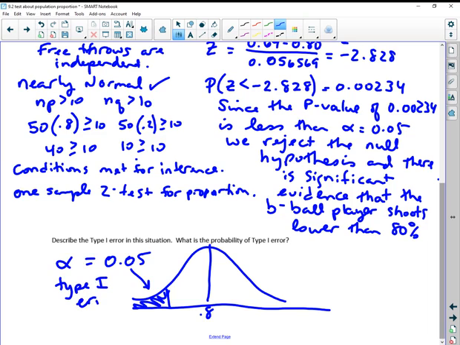Because he's really on that curve, and I just think that he's lying to me because he's having a really, really bad day. So, basically what's the context of this situation? If I really did commit type 1 error, the context would be he is an 80% thrower. I didn't realize it.